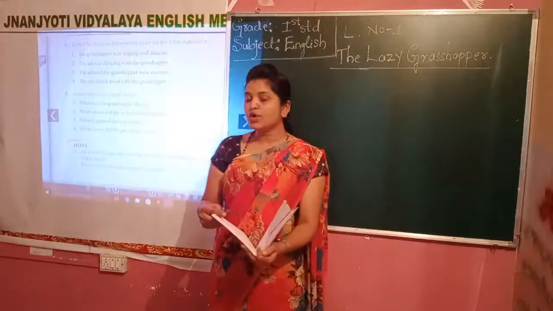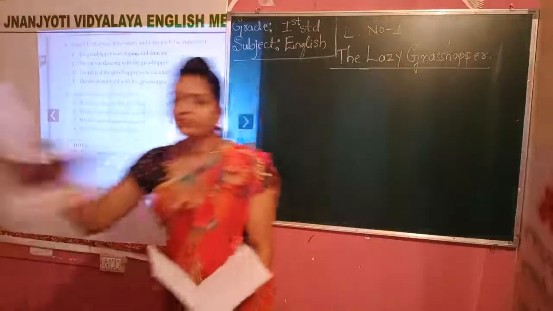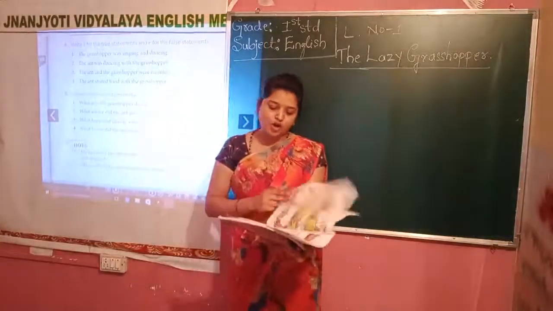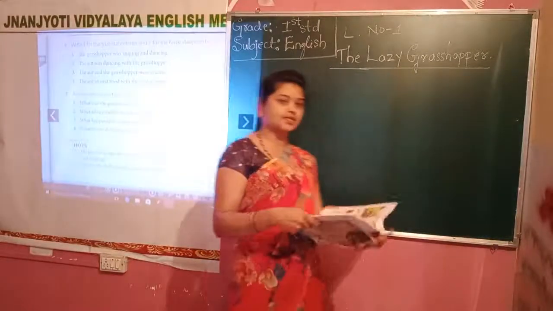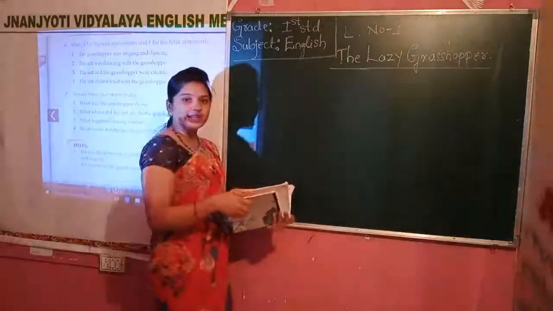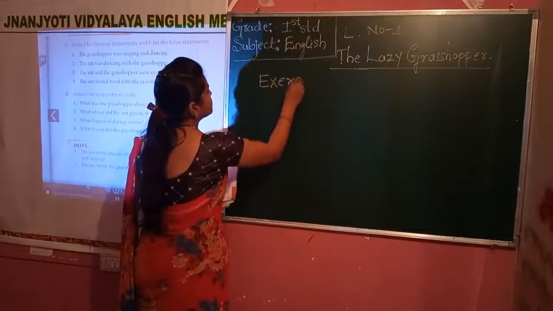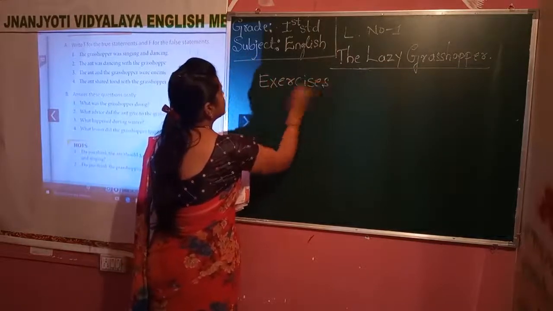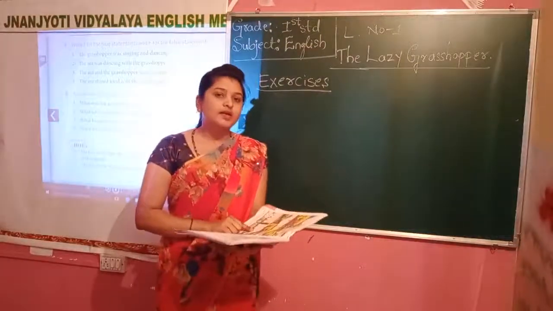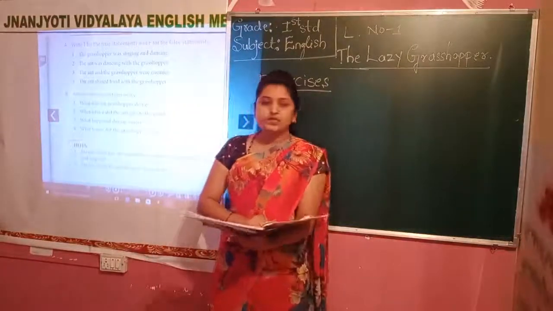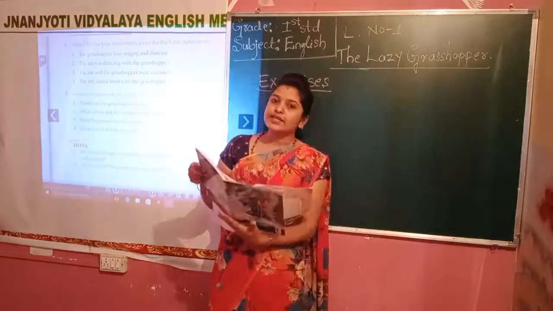Children, all of you open exercises in your textbook. I will tell you the page number. All of you open page number 5. Exercises. Write down the heading in your notebook. Here, first one, they have given A. Write T for the true statement and F for the false statement.